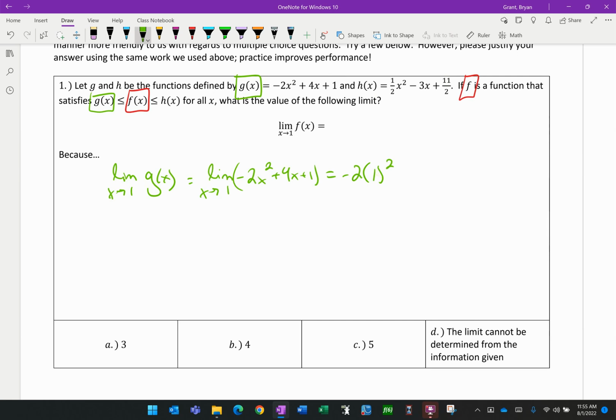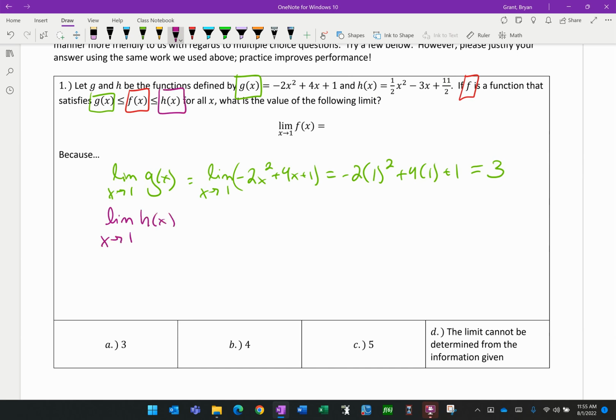So once I substitute in 1, you don't need the limit anymore. You can put it if it makes you happy, but it's pretty redundant. Okay? So once we're here, we end up with negative 2 plus 4 is positive 2 plus 1. I'm getting 3.